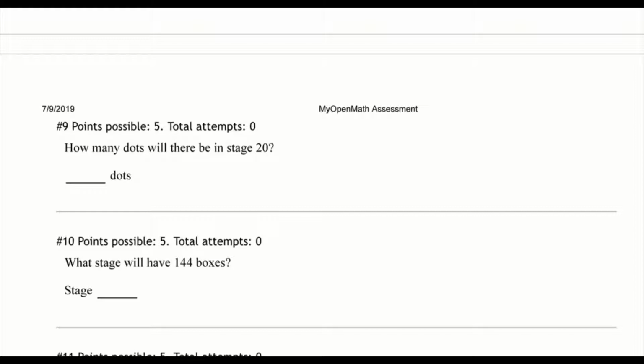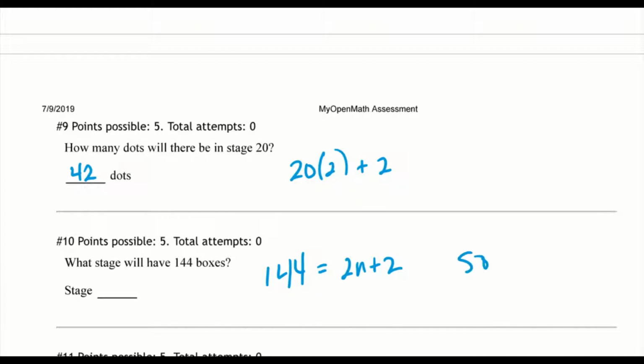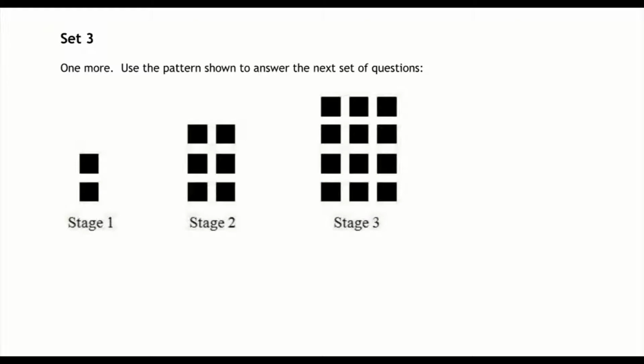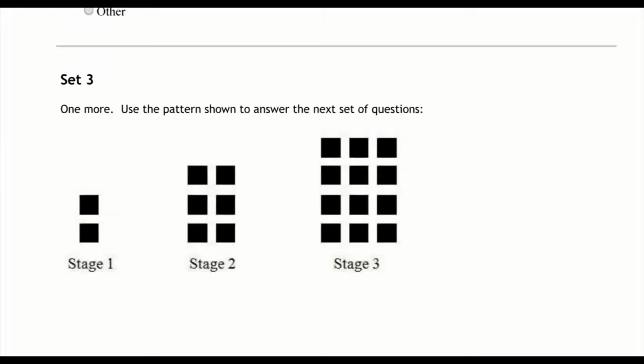So again, similar questions. How many dots will there be in stage 20? So 20 is going to be plugged in for n, and I'm going to get 42. And then what stage will have 144 boxes? So I set it equal to 144 and then solve for n. Now this stage is a little bit different.